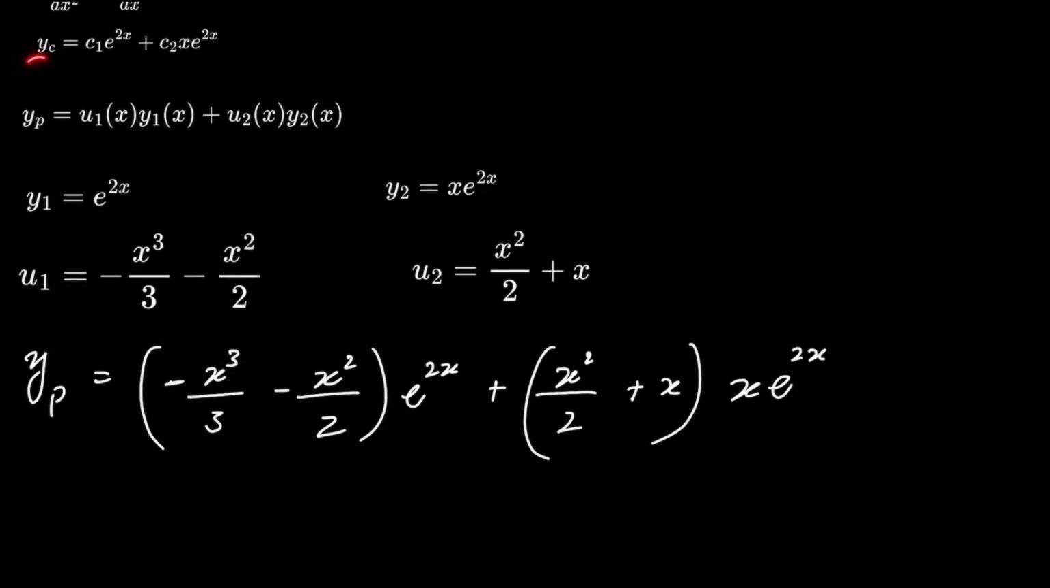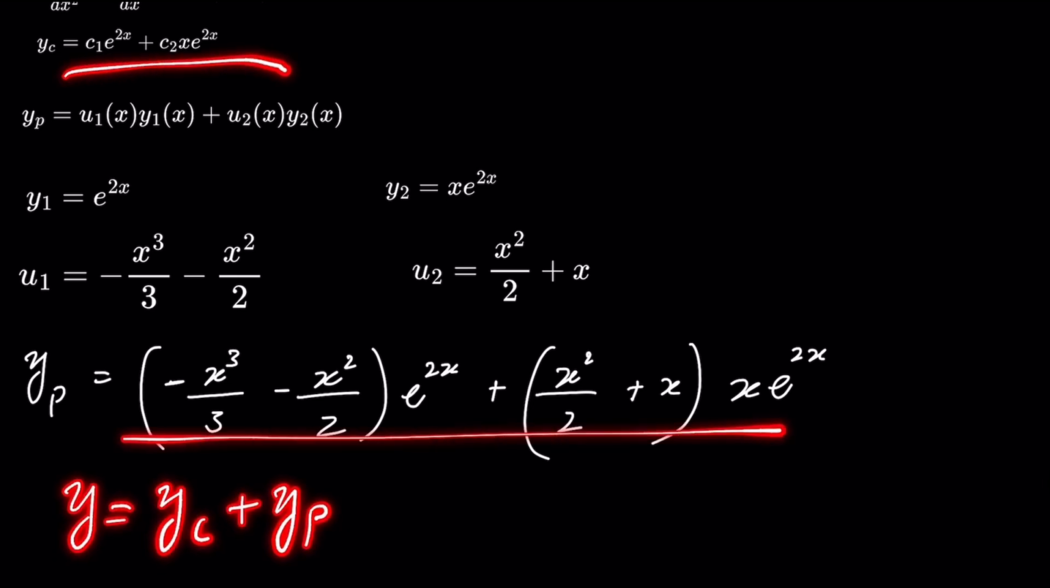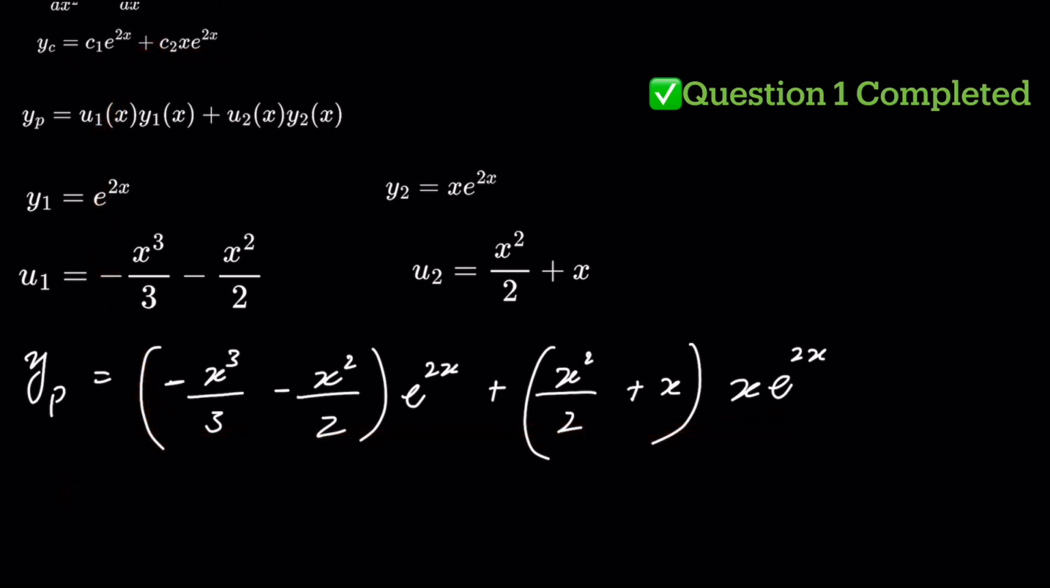Now that we have found y of c and y of p, we can write our final answer as y is equal to y of c plus y of p. Just substituting the values here and here into this form as it is. And this will be giving us our final answer.